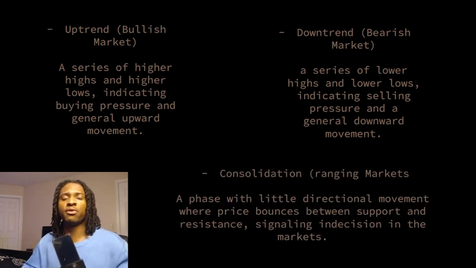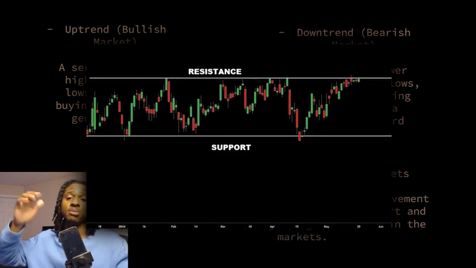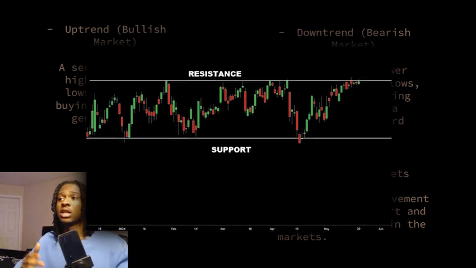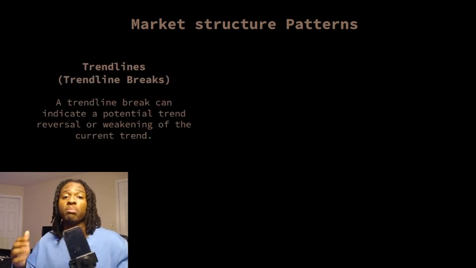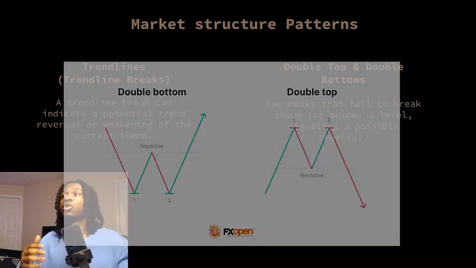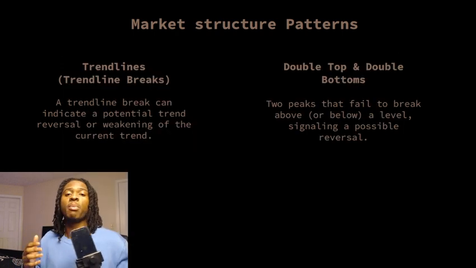Now in the middle of both of those, you have your consolidation or your ranging markets. It's a phase with little direction of movement where price bounces between support and resistance, signaling indecision in the markets. Now let's hop into our market structure patterns a little bit. You have your trend line or your trend line breaks, which can indicate a potential trend reversal or weakening of the current trend. Then you have your double tops and your double bottoms, two peaks that fail to break above or below a level, signaling a possible reversal.